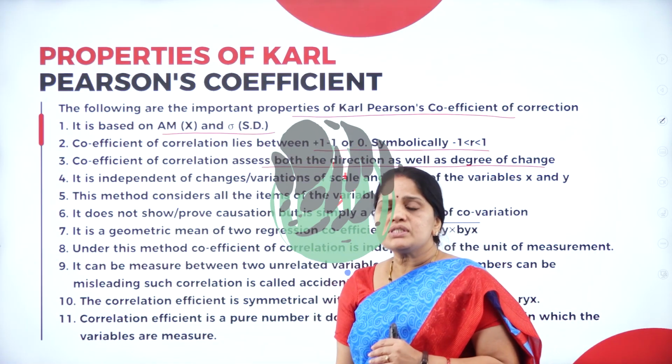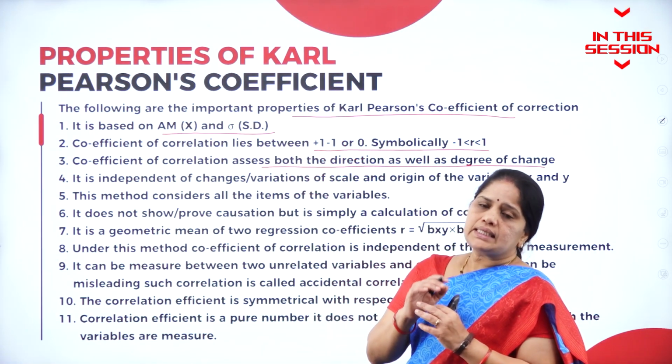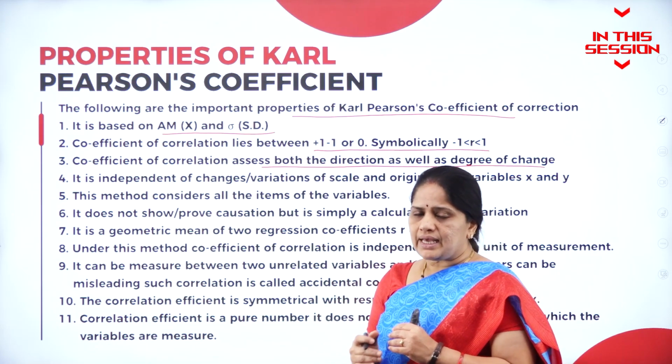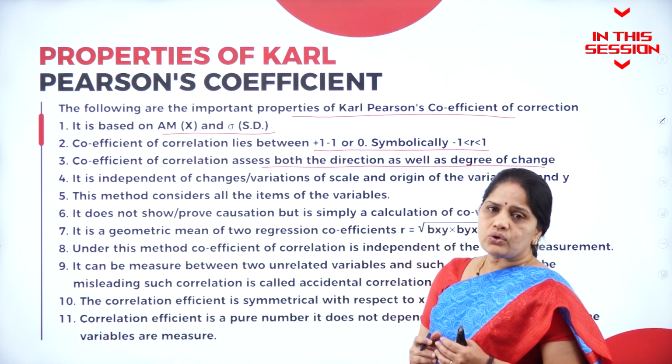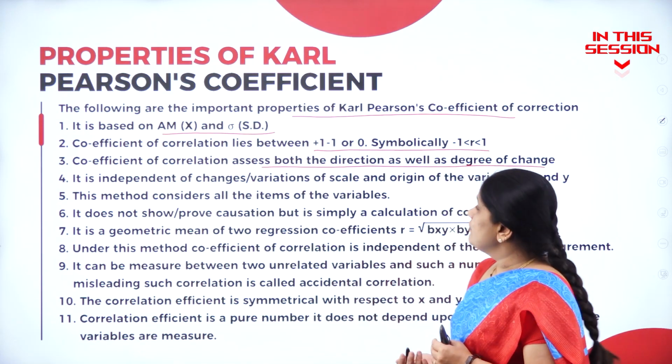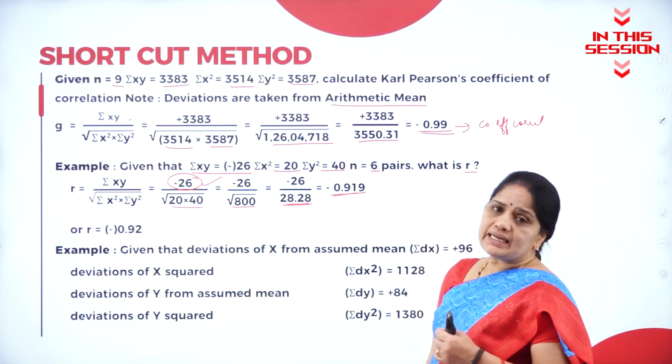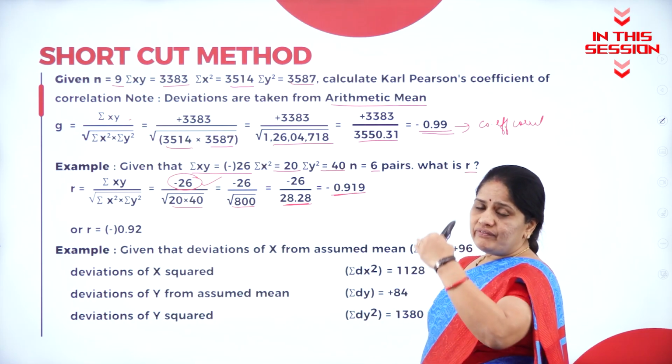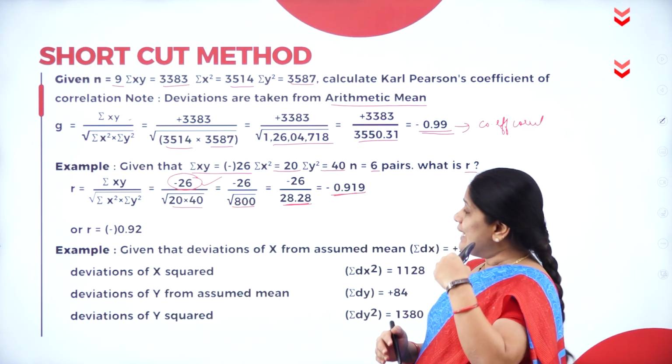Suppose both are positively correlated, we say that both the variables move in the same direction. But if there is a negative correlation, we should understand that the variables move in different directions. What does negative correlation mean? When one value increases, the other value will decrease.